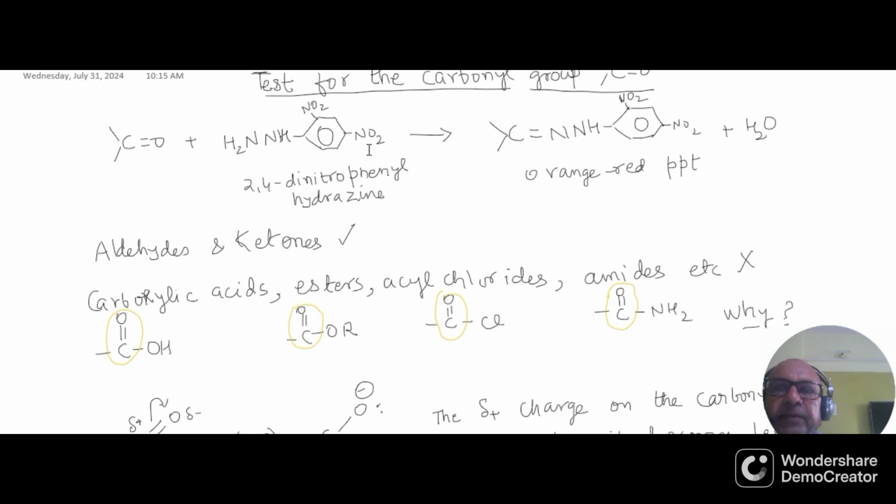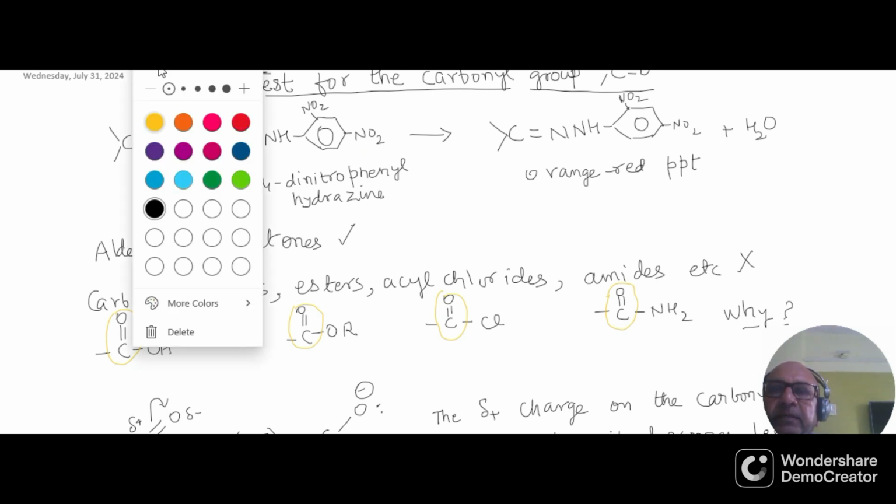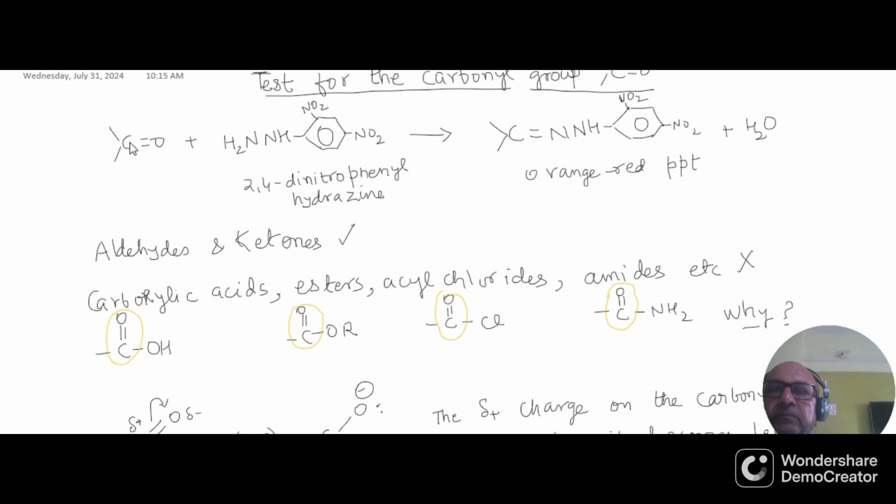And when they react together, a water molecule is eliminated and you get a condensation product as shown here, and that gives you an orange red precipitate. The exact color depends upon which particular carbonyl group you have used over here.